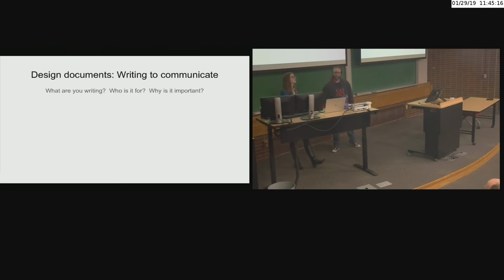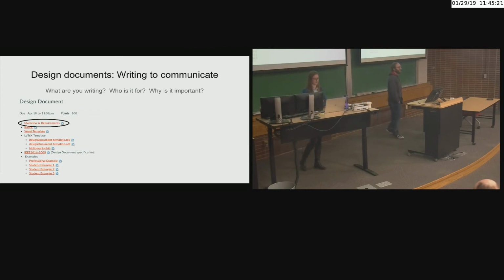Okay, so a really great place to find the answer to these questions is on Canvas, right, where you've got the overview and requirements for your design document. And when I get a syllabus or I get an assignment from a professor and I'm going to write something, I'm always thinking, like, what am I writing, who am I writing for, and why is it important? And a lot of those things are often in the syllabus or are in the prompt for the assignment.